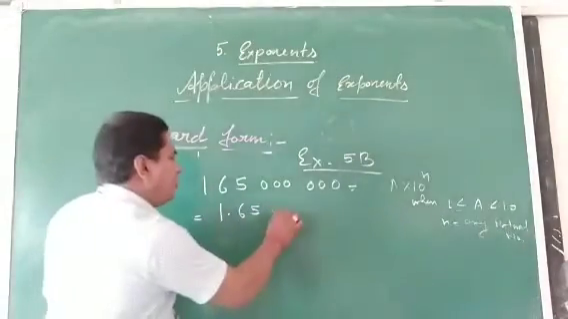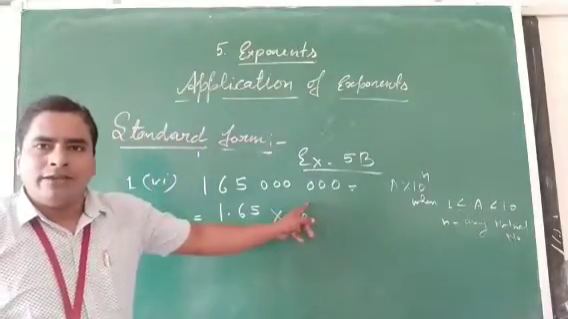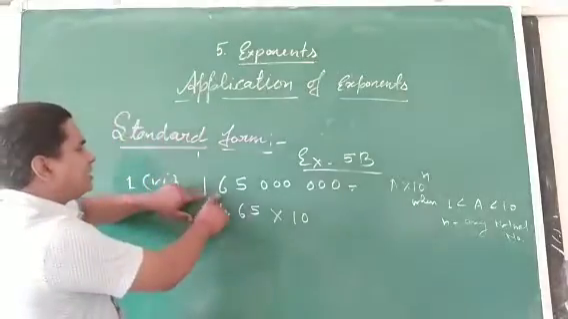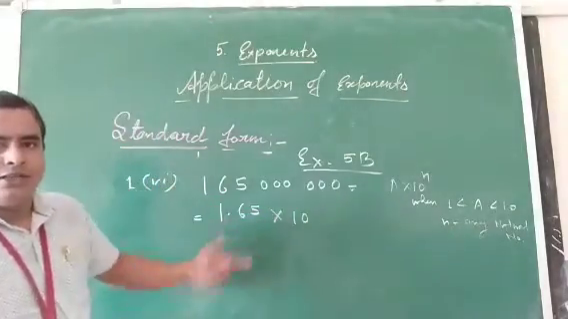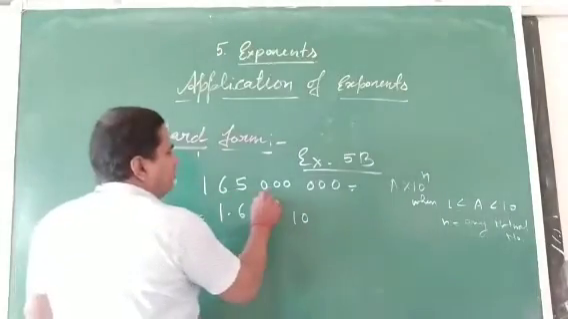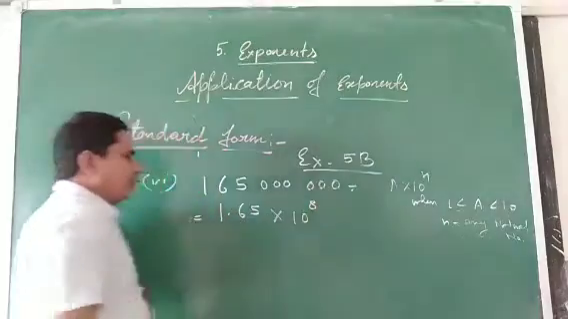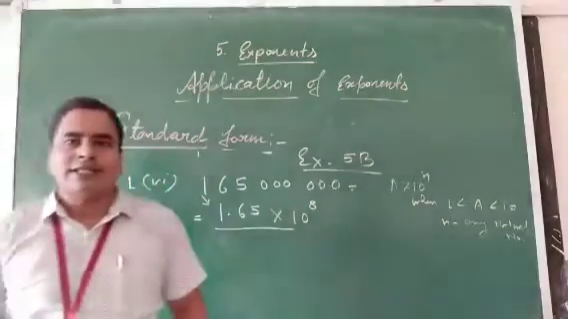1.65. Now in the power of 10, what should be the value of n? What should the power of 10 be? So how many places are left after 1? Count it, then you can write it. 1, 2, 3, 4, 5, 6, 7, 8. So this is the standard form of this number.